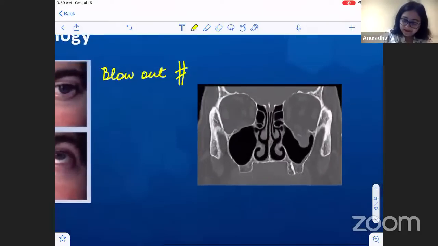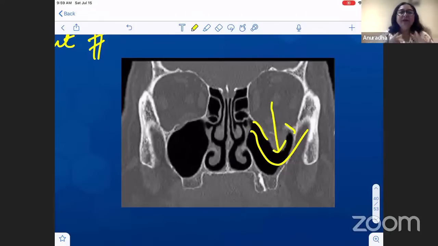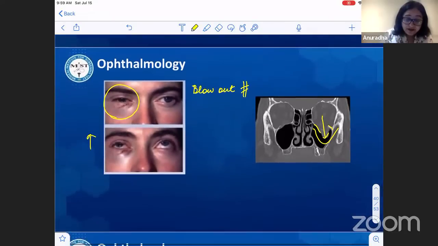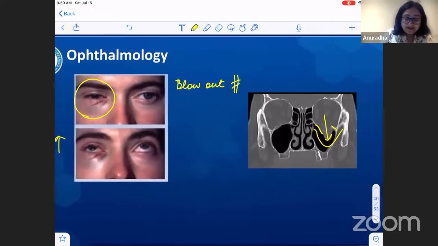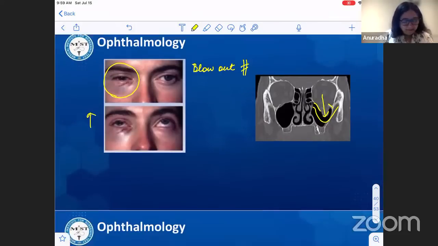And yes, classically you see this teardrop sign, because there is fracture of the floor, orbital contents are dropping onto the maxillary antrum. Okay, so all the points related to the orbital blowout fracture we have covered, and this can be asked in your exam, beta. And you know it all. Okay. Fine. Okay. Perfect.